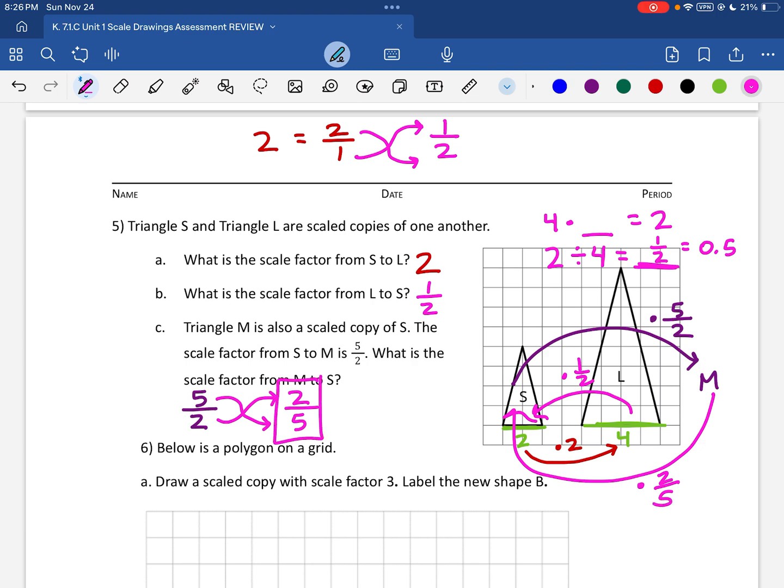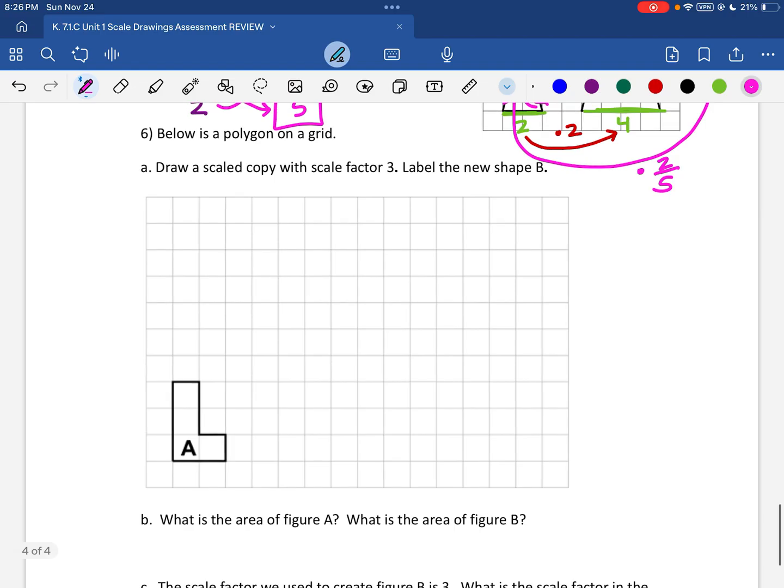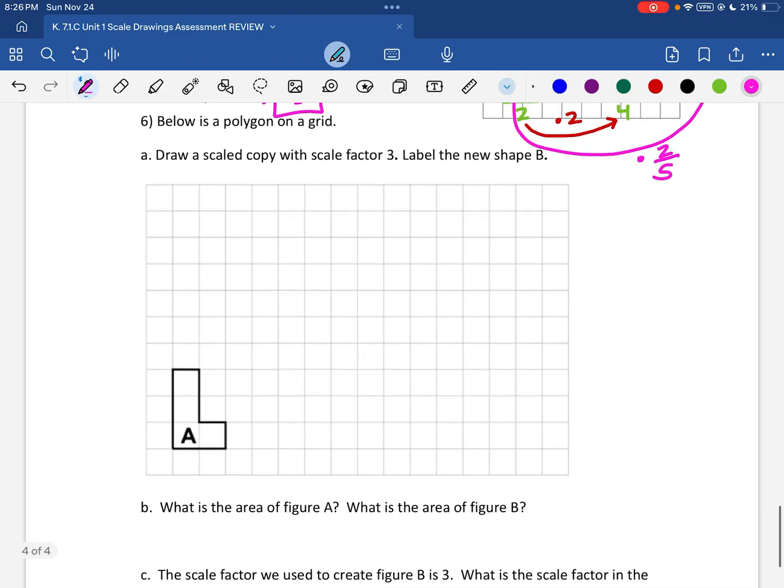And here's our final problem. Below is a polygon on a grid. Draw a scaled copy with scale factor 3. Label the new shape B.